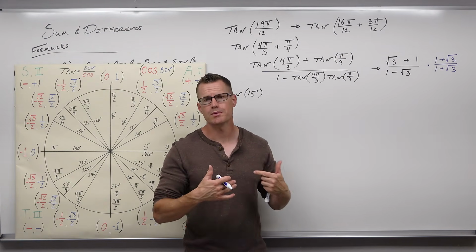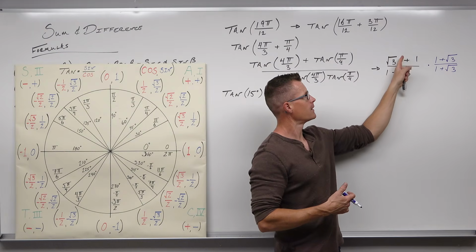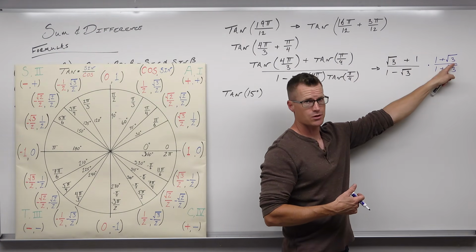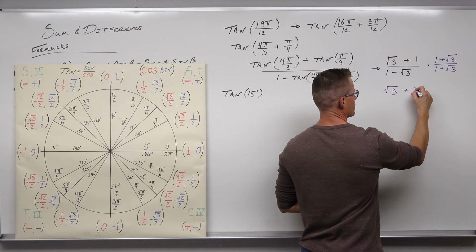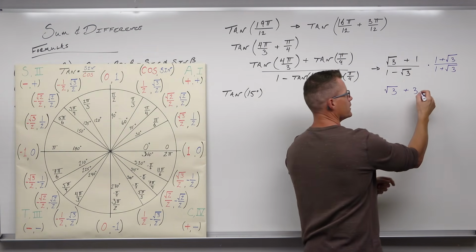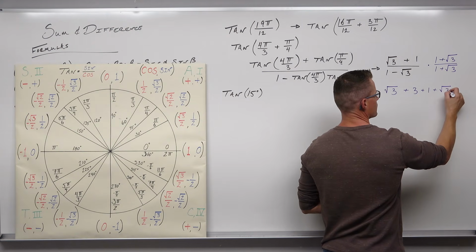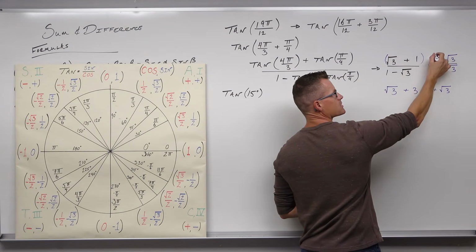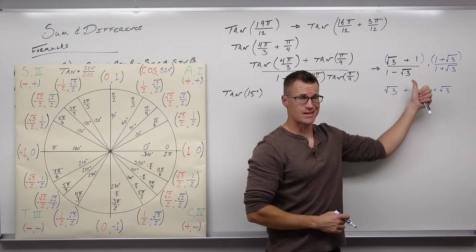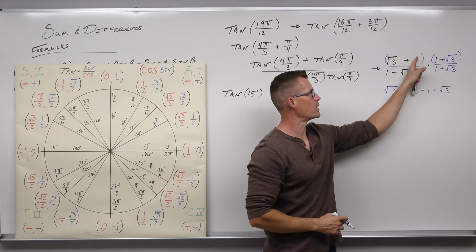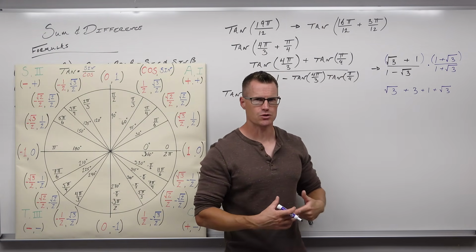You have to distribute the numerator. So what we get is square root 3 times square root 3 is just 3. 1 times 1 is 1, plus square root 3. We just distribute the numerator. Square root 3 times square root 3 is 3. 1 times 1 is 1. 1 times square root 3 is 1 square root 3. The denominator works just like a difference of squares.